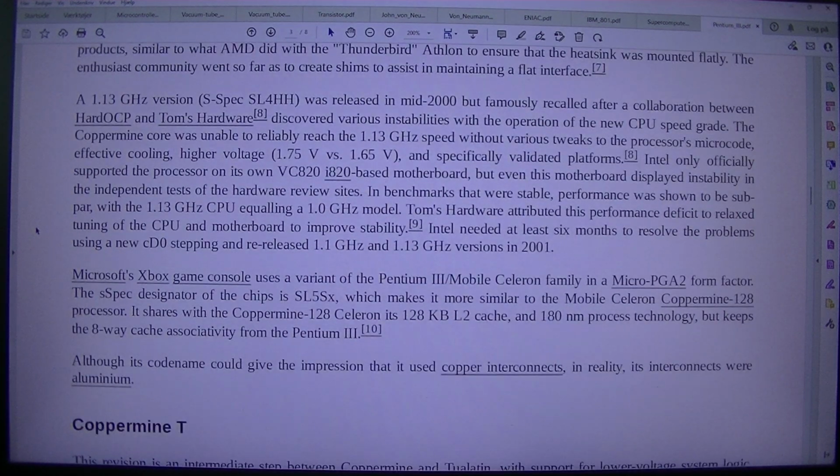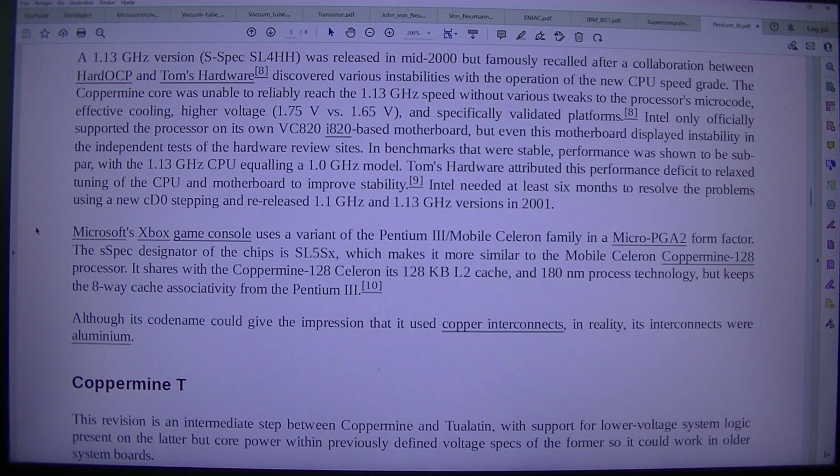A 1.13 GHz version, S-Spec SL4HH, was released in mid-2000 but famously recalled after a collaboration between Hardocp and Tom's Hardware discovered various instabilities with the operation of the new CPU speed grade. The Coppermine core was unable to reliably reach the 1.13 GHz speed without various tweaks to the processor's microcode, effective cooling, higher voltage, 1.75 V versus 1.65 V, and specifically validated platforms.